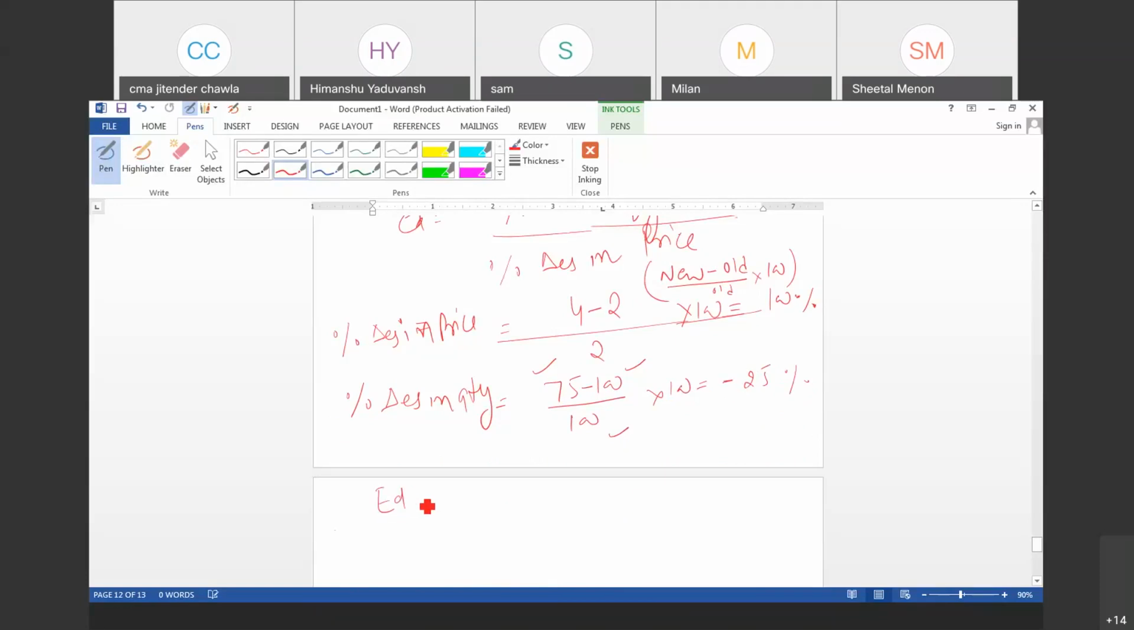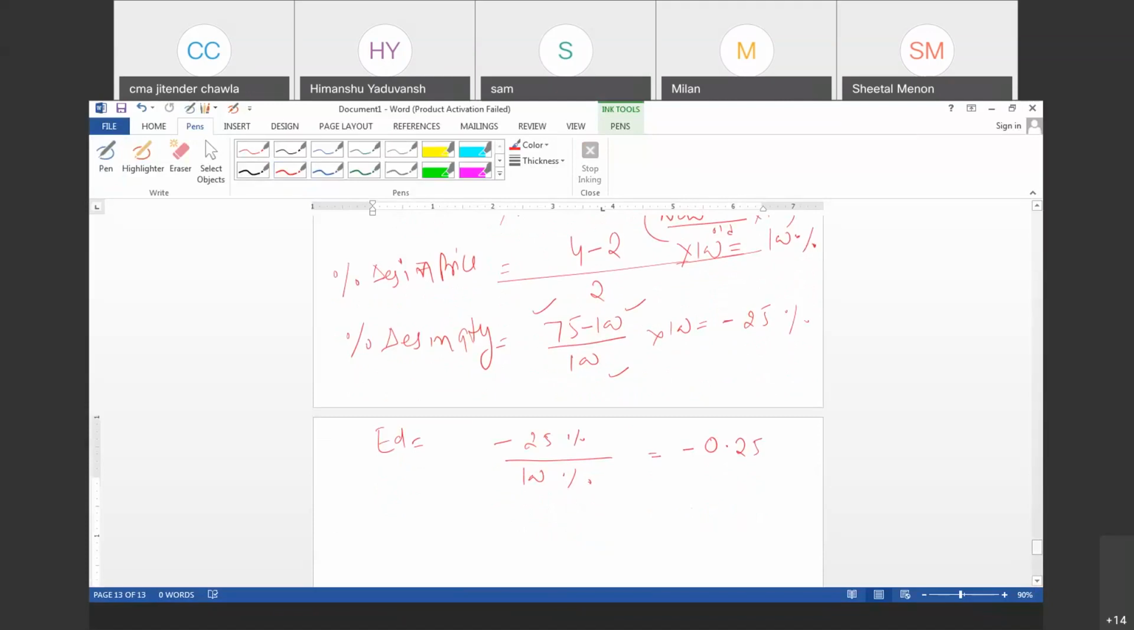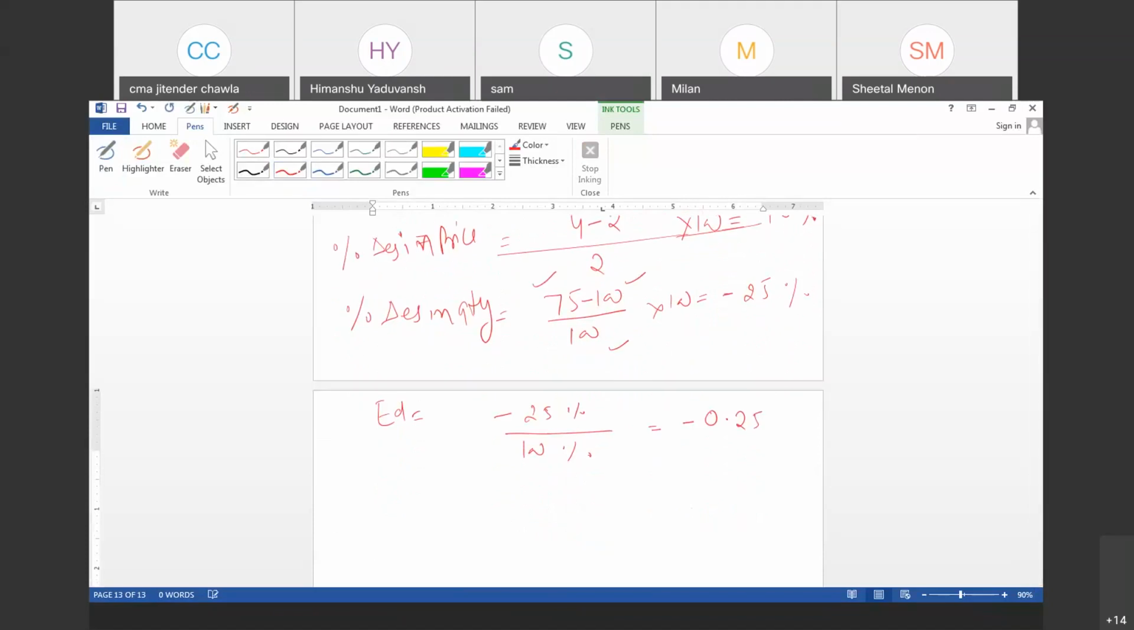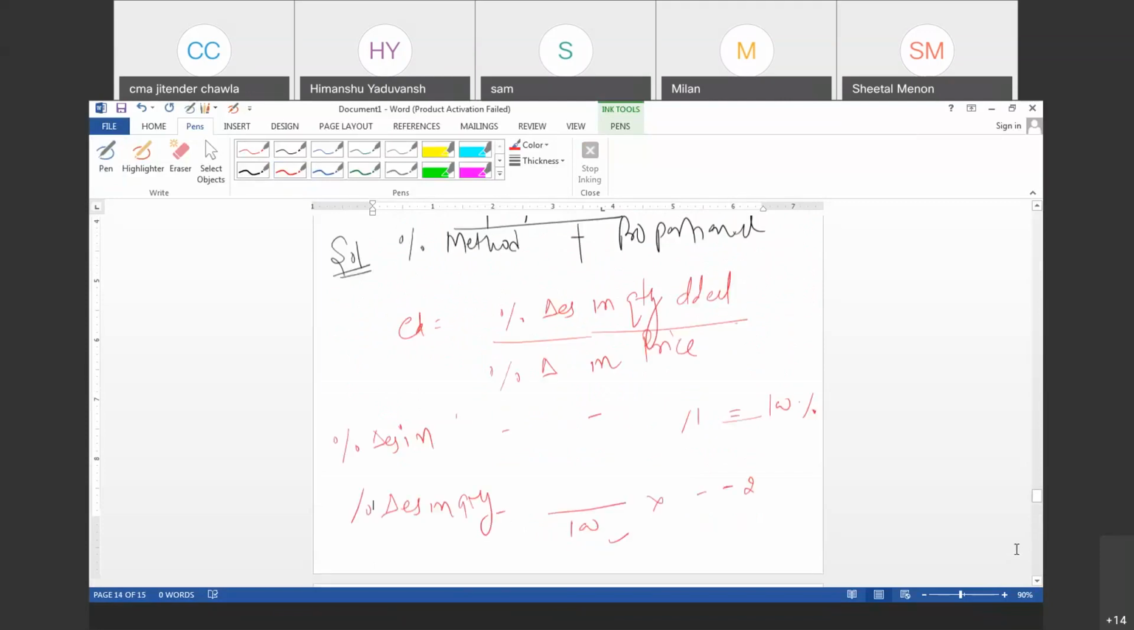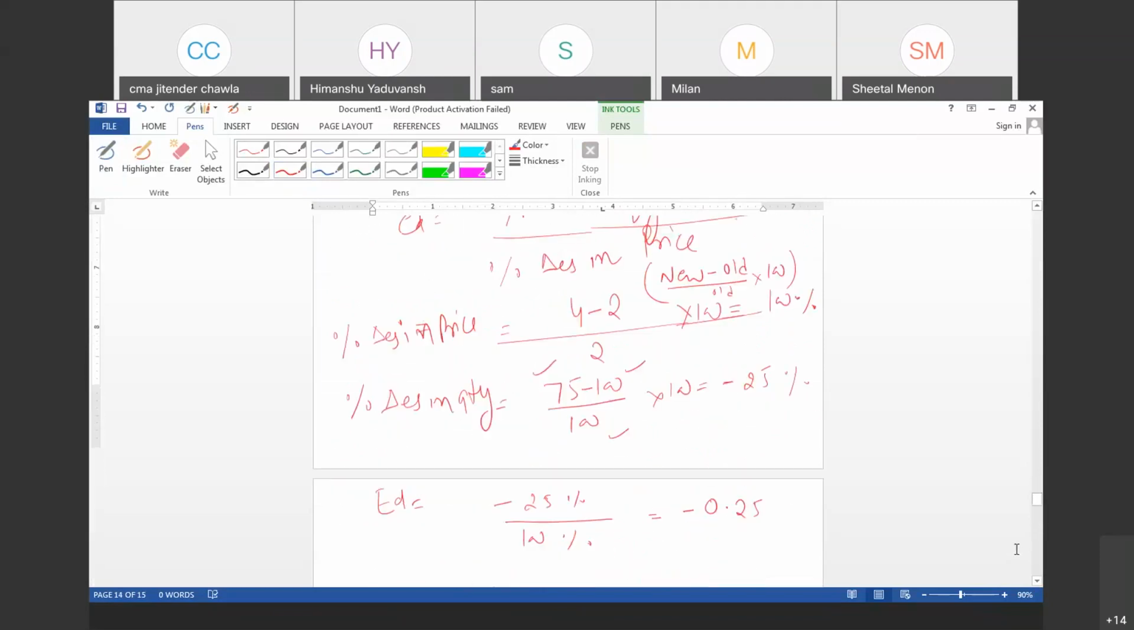ED equals percentage change in quantity, minus 25%, divided by 100%. It will work out to minus 0.25. Clear? All of you, please reply. Everyone got minus 0.25. Alright. If it is so, then we can move ahead.